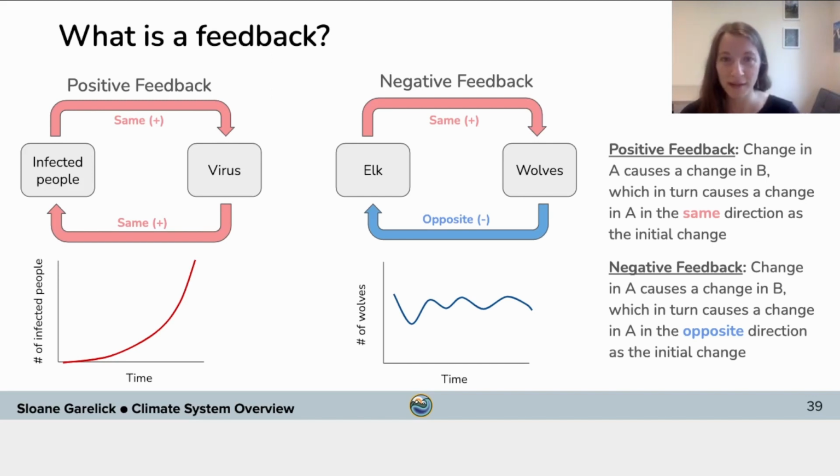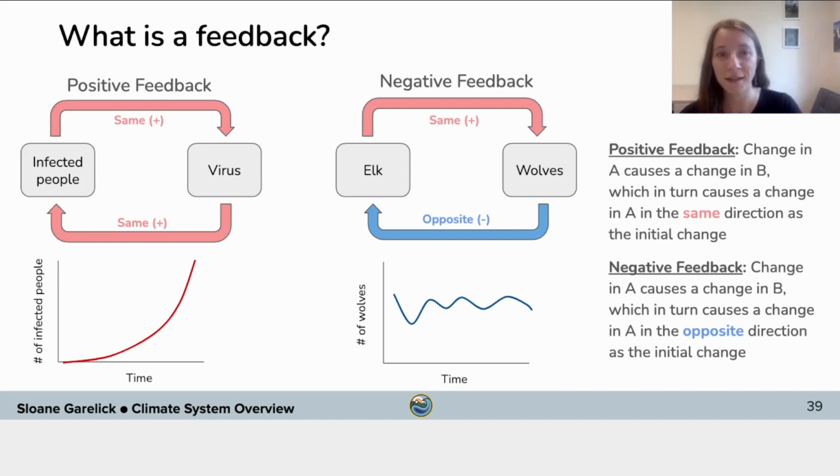So to summarize, the main takeaway and the main difference between the positive and negative feedbacks is that in a positive feedback, there's an exponential growth that occurs, whereas in a negative feedback, there might be some short-term fluctuations, but there's an overall balance that's maintained.